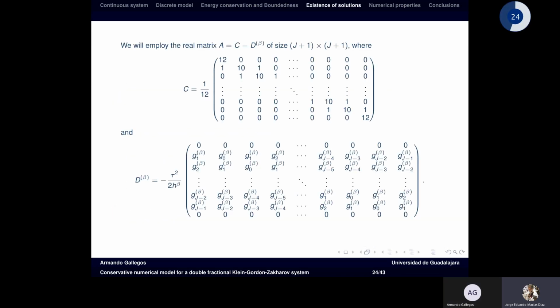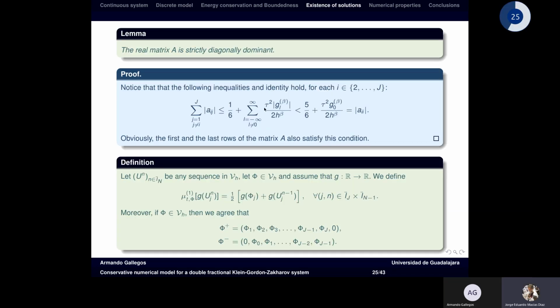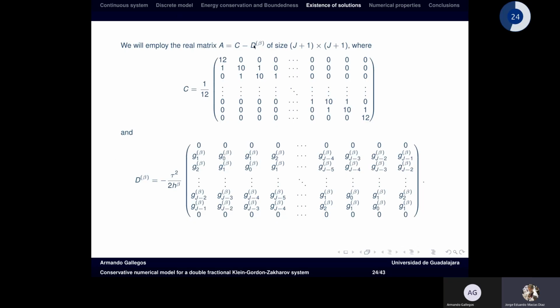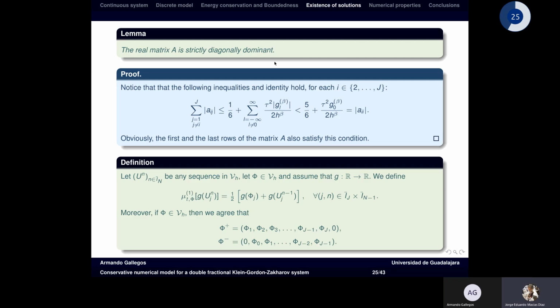For the existence of solutions, the system is linear and it can be expressed in matrix form. To that end, we introduce these matrices C and D. We notice that the matrix A, which is here, is strictly diagonally dominant. So the proof is straightforward, and the only thing we have to do is to establish basically that the definition is satisfied.